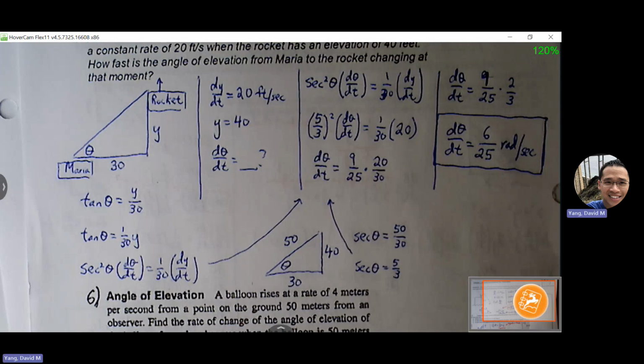And what I want to make a substitution for is secant of theta. So to figure out what secant of theta is, you go ahead and draw a different triangle, but this time with all the sides filled in for that specific moment in time. Secant of theta is hypotenuse over adjacent. So 50 over 30, which is 5/3. I put 5/3 in for secant theta, make sure I square it. And then now it's just a matter of solving for d theta dt.